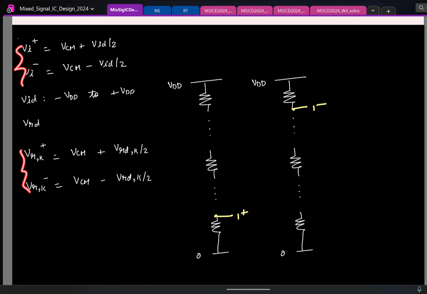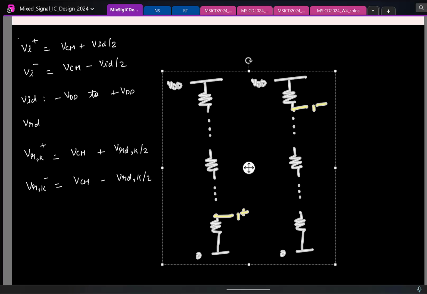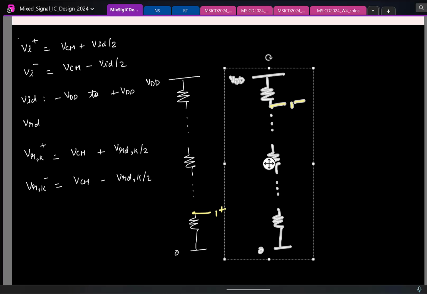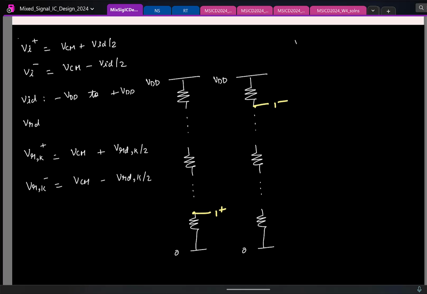So to feed to the comparator, we actually have to do this. Let's make some space here. So you have to subtract the positive reference from the positive input and add the DC bias. That will be the first input to the comparator. The second input will be the negative input minus the negative kth reference added to the common mode.